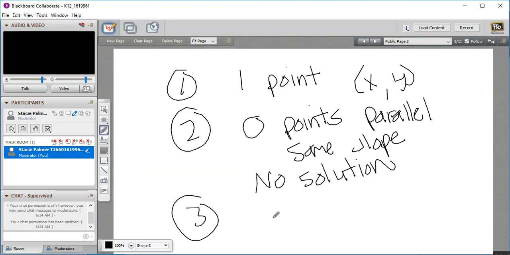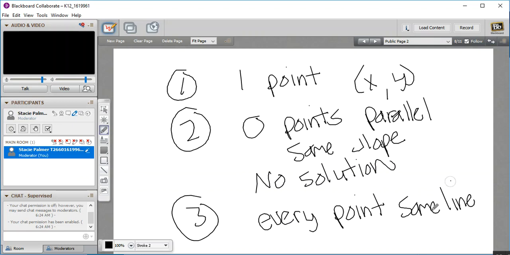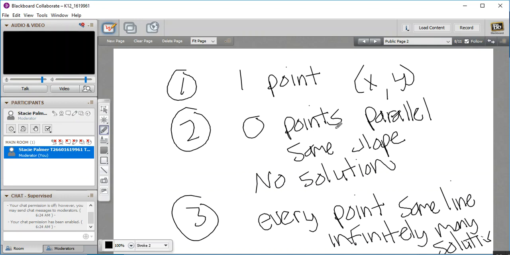And then the third situation is where they crossed at every point, where they were the same line. This would be infinitely many solutions. Okay, so when you're solving a system of equations, you don't actually get to see the graph of the lines. So what you need to look for is this: if you're able to solve the equation and you get both an x and a y, you know they cross at one point.